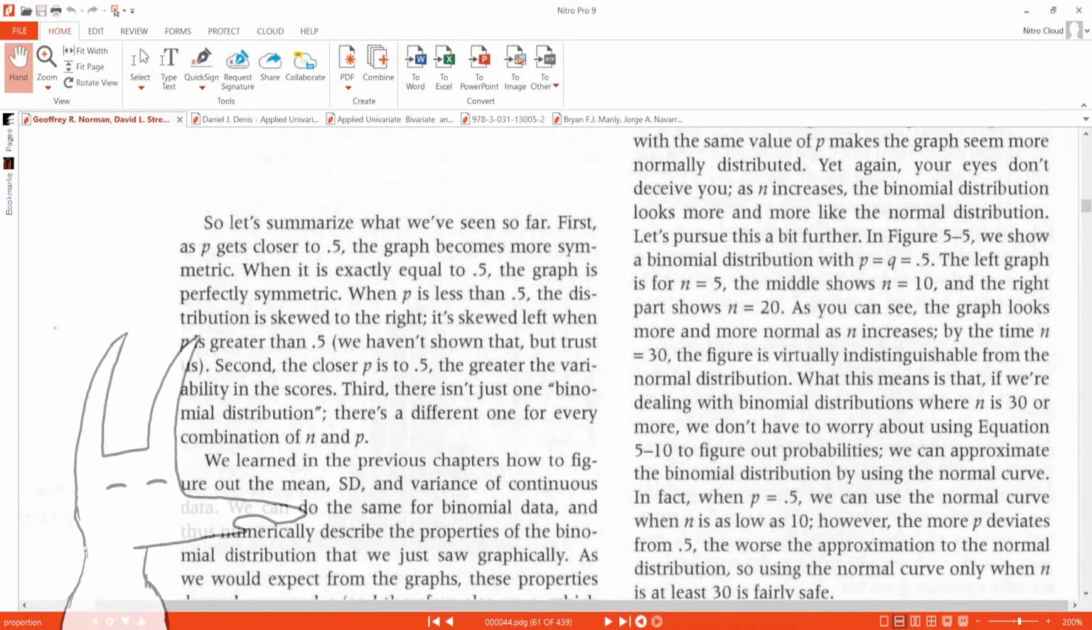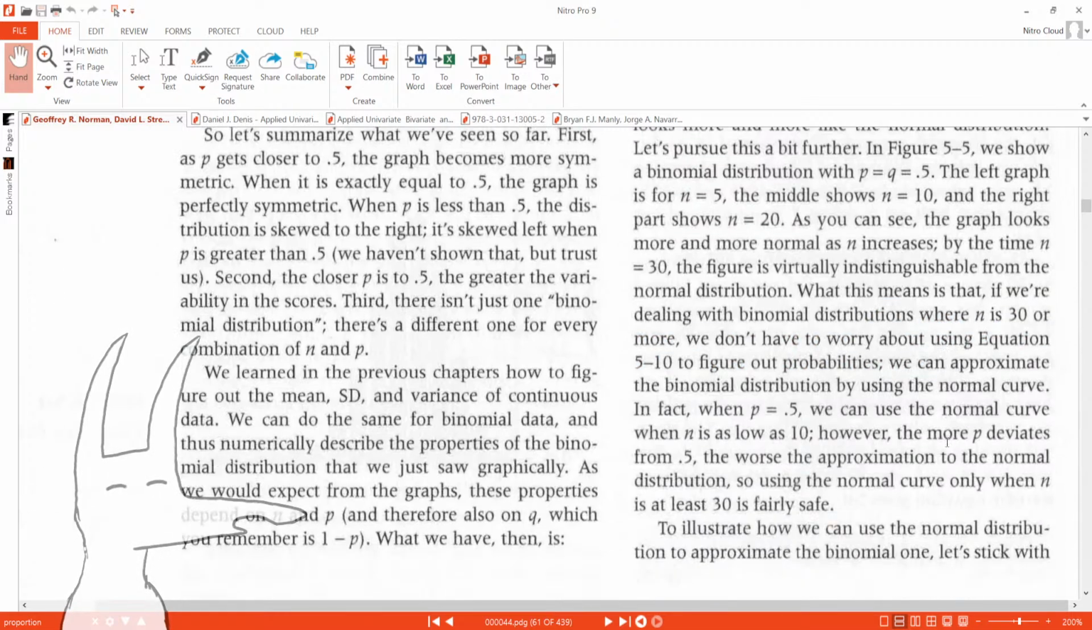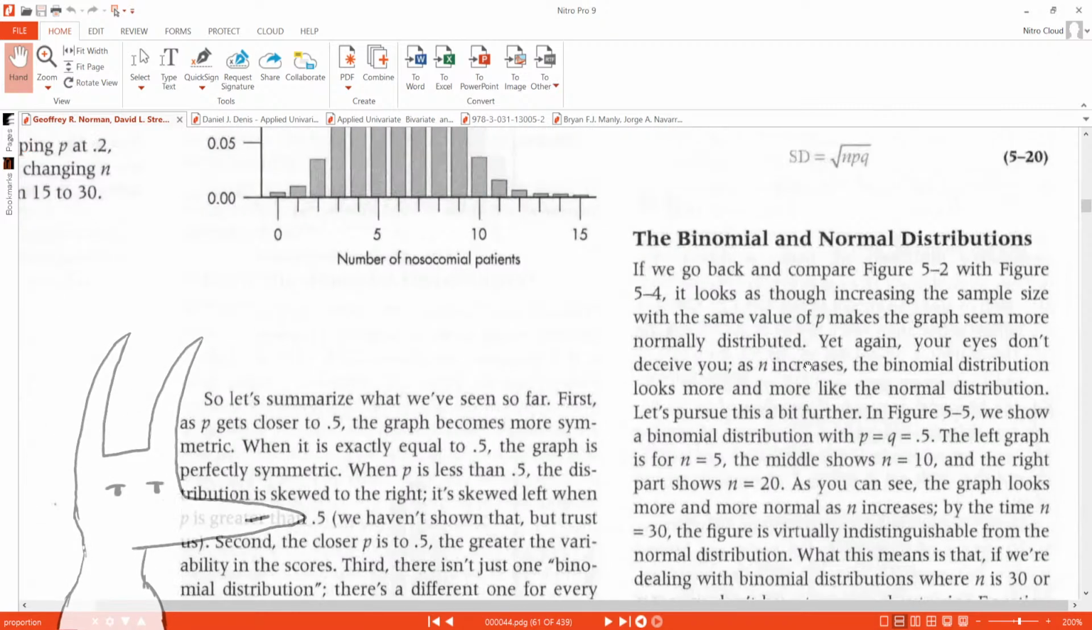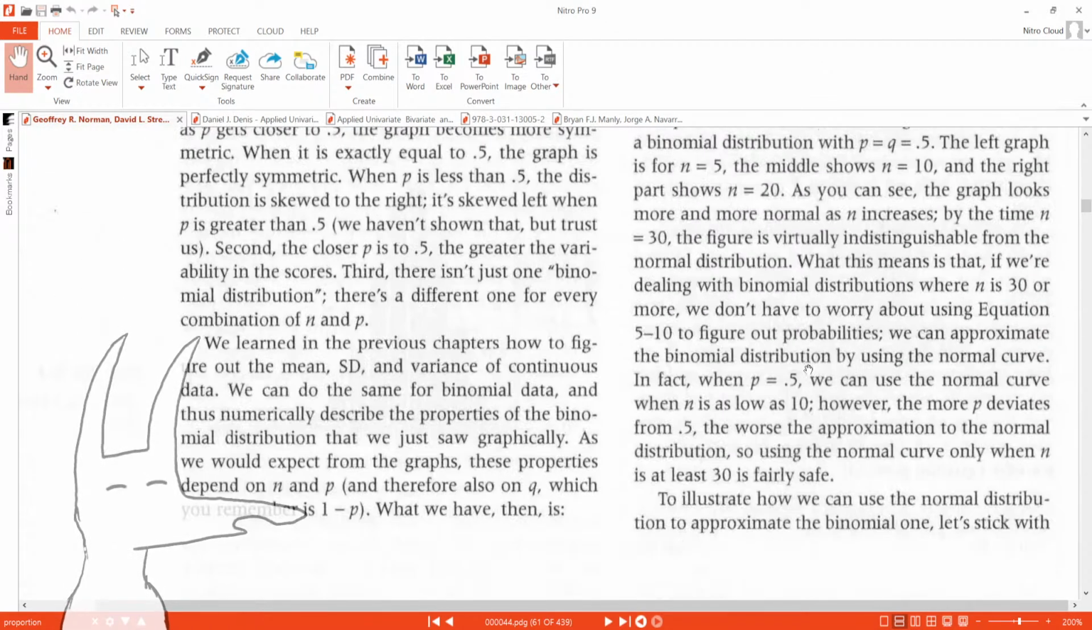What this means is that if we're dealing with binomial distributions where n is 30 or more, we don't have to worry about using equation 5.10 to figure out the probabilities. We can approximate the binomial distribution by using the normal curve. In fact, when p equals 0.5, we can use the normal curve when n is as low as 10. However, the more p deviates from 0.5, the worse the approximation to the normal distribution. So using the normal curve only when n is at least 30 is fairly safe.